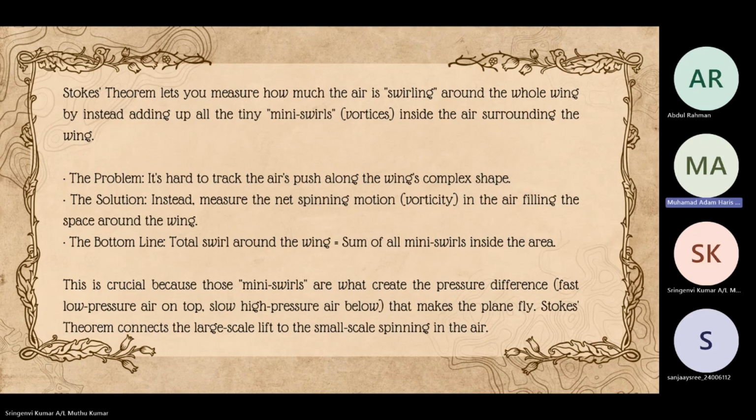So Stokes theorem connects the large scale lift to the small scale spinning in the air. So that's all for the real world problem identification for Stokes theorem.